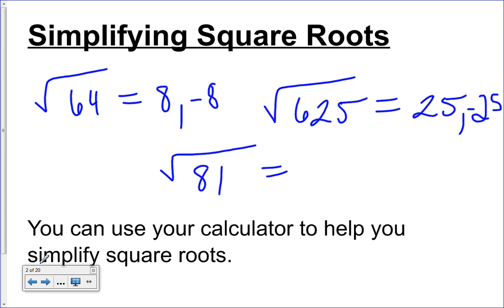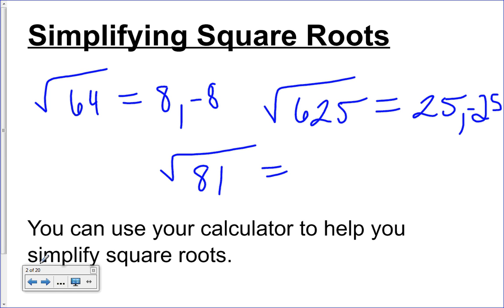So simplifying square roots. When you simplify square roots, you're going to use your calculator. So you need to have that out and look for the square root button. If you're having trouble finding it, I can help you to find it tomorrow. So when I type in the square root, I'm going to hit the square root sign and then type the number 64. And I'll get an answer of 8.